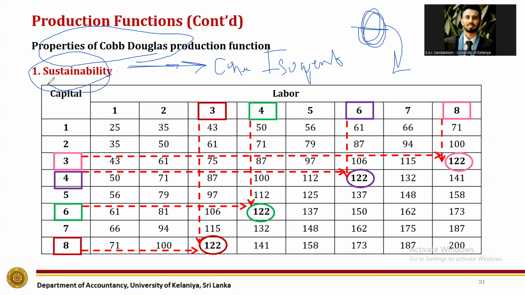If you try to reduce your inputs while maintaining the same level of output, we call you sustainable with the Cobb-Douglas function, because one proposition of it is sustainability.